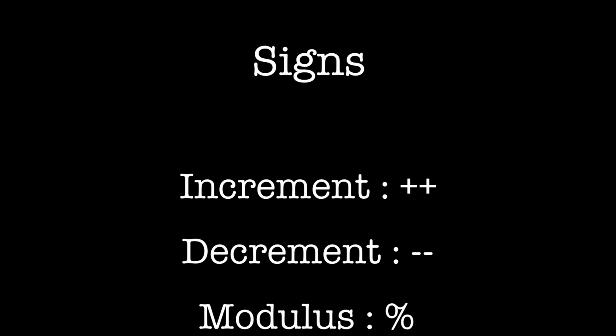So now let's move to signs, which we have increment, which we use a plus plus, decrement, which we use a minus minus, and modulus, we use a percentage sign. The reason why this section was named signs was because plus, minus, percentage, asterisk, slash were all signs or symbols, depending on what you call it.